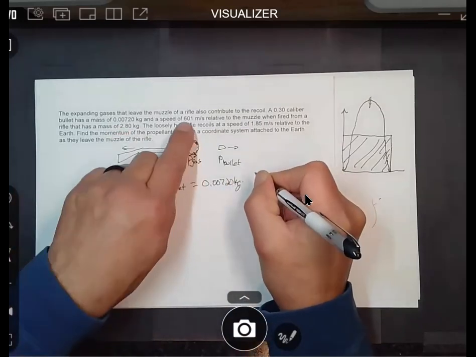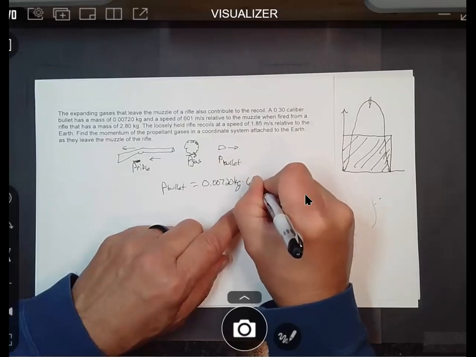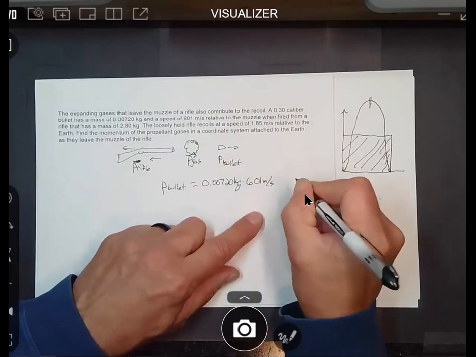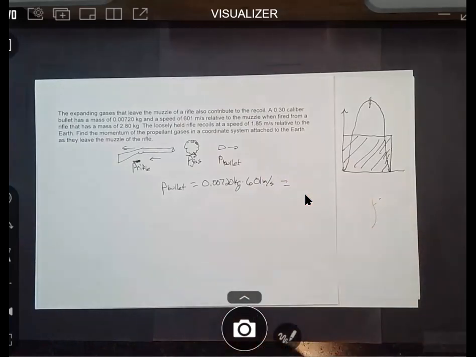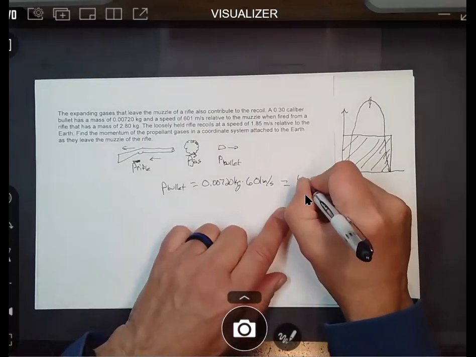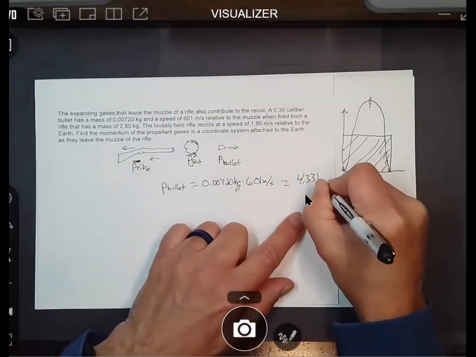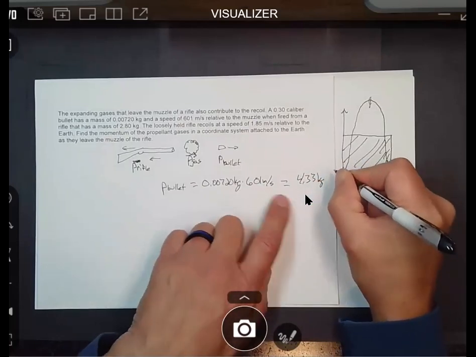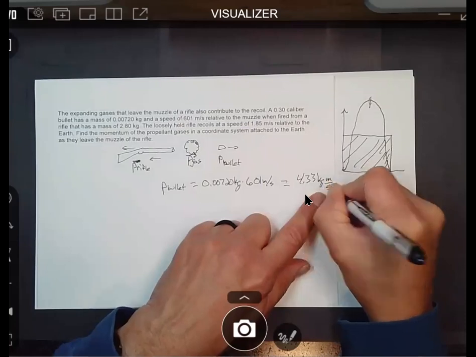I guess they can measure a speed that precisely. All right, there it is. I don't know where I set down my TI-84 calculator. 4.33. And the units are just multiplying these things together, kilogram meters per second.